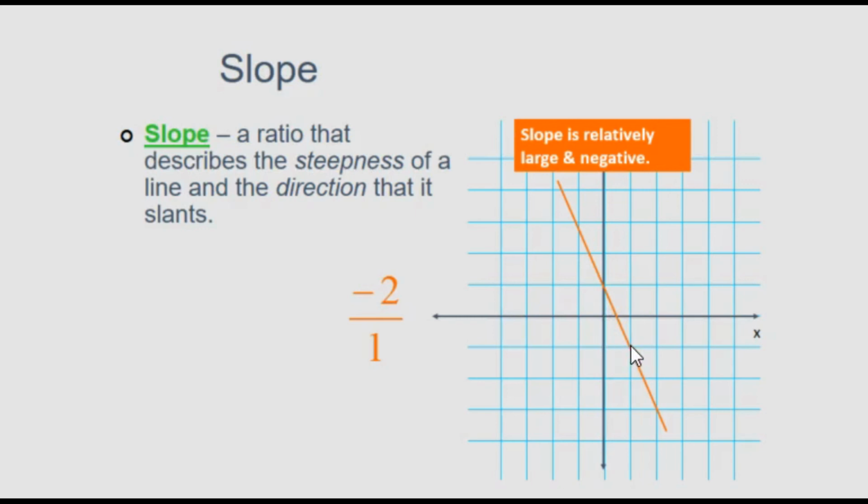Now, a -2/1 is the same as 2 over -1. So likewise, we could have picked a point, risen a +2, but then needed to run a -1, which is to the left. Rise a +2, run a -1. That ratio is generating this line.